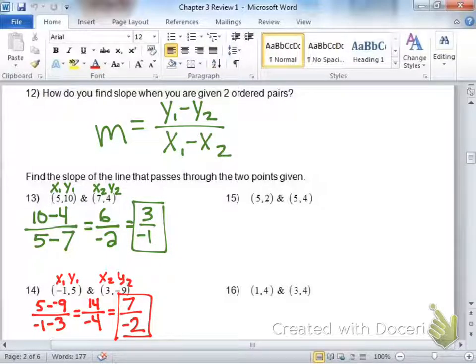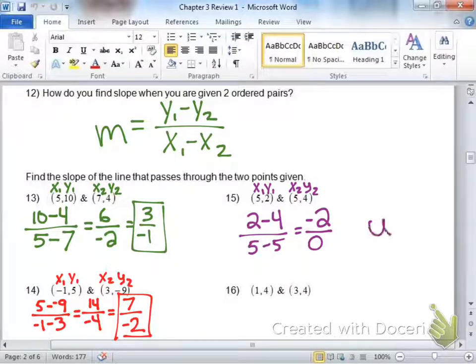All right, jump back up to 15. X1, y1, x2, y2. Subtract the y's on top, so 2 minus 4. And the x's on bottom, 5 minus 5. That's going to be negative 2 over 0. Can you divide by 0? No. If you put it in the calculator, it will tell you error. That's when you know that it is undefined. So if the calculator says error, your answer is undefined. And you can just put UND period.